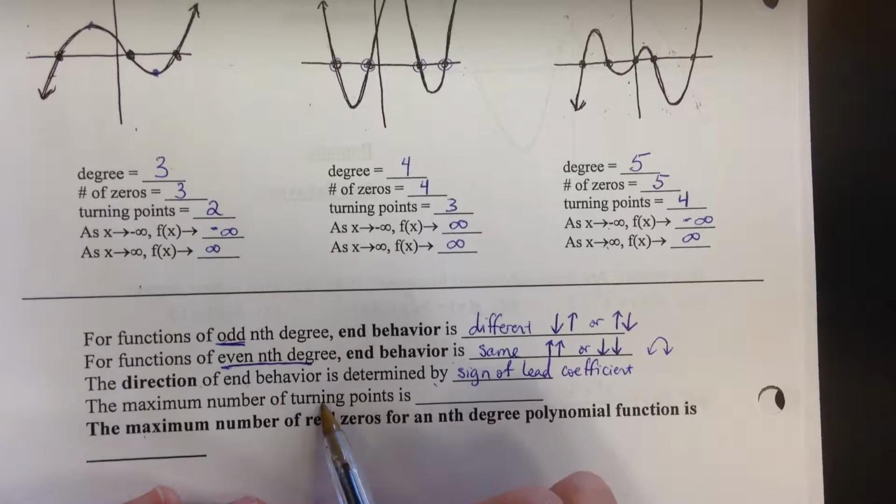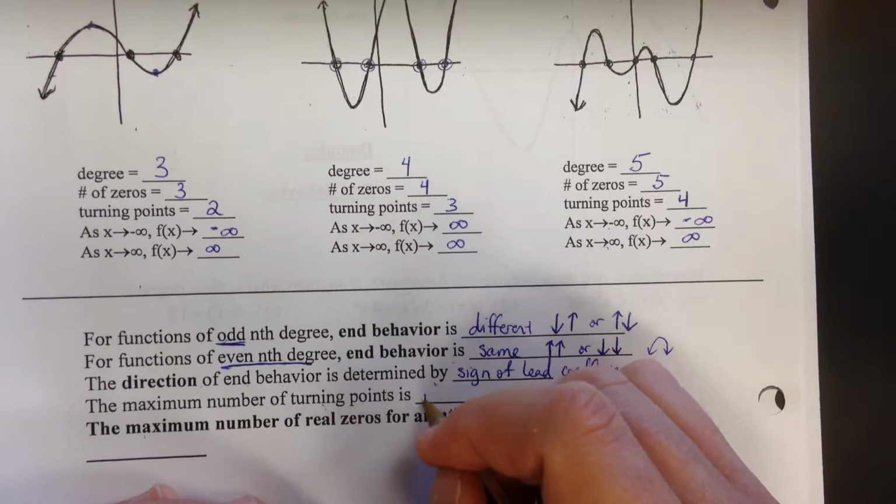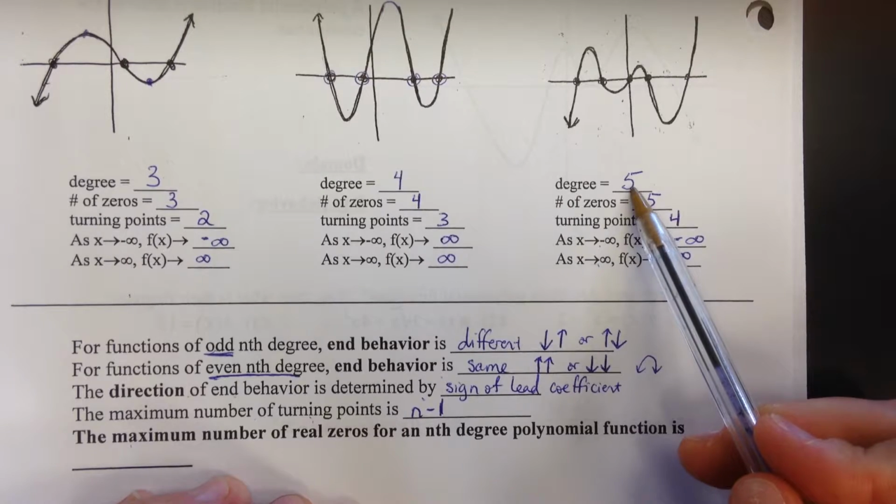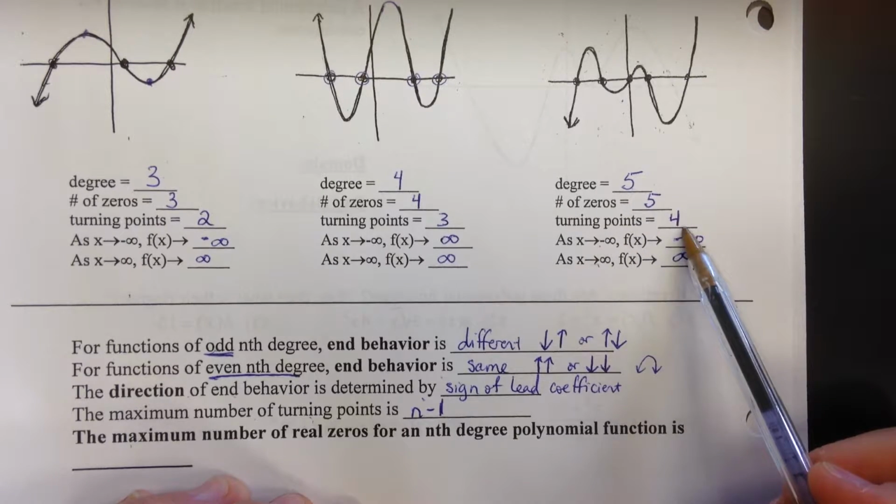The maximum number of turning points is going to be n minus 1. N is the degree, so you'll have one less turning point. Now that's at the most. For example, for the 5th degree, it doesn't mean you're going to have 4 turning points. You may not, okay? But the most you can have is 4.